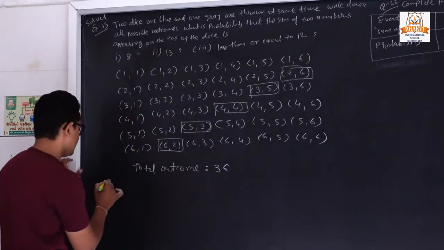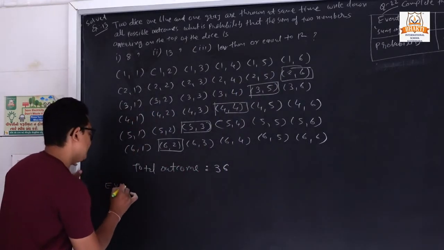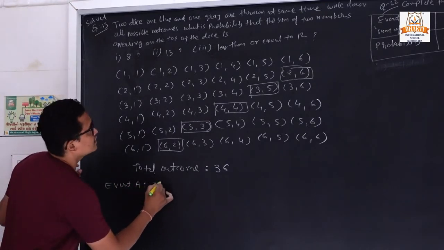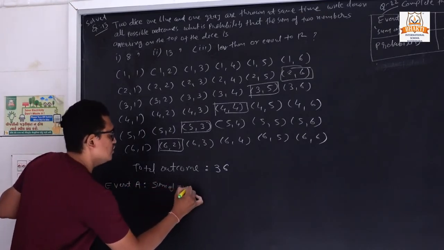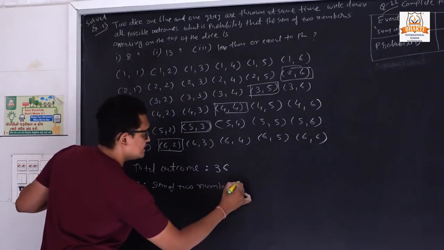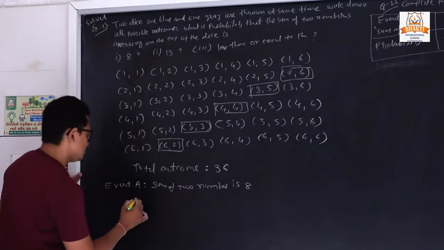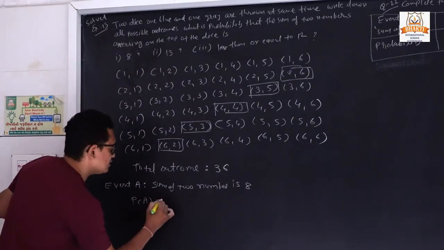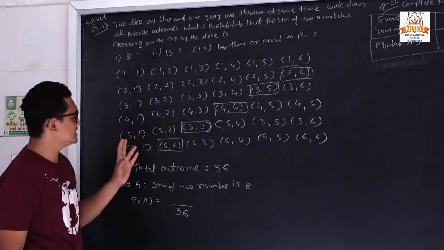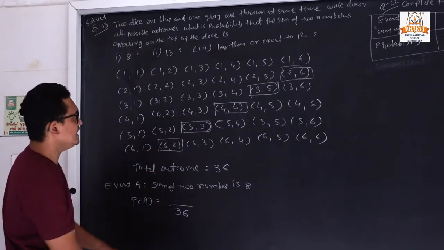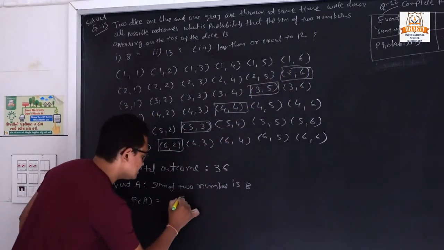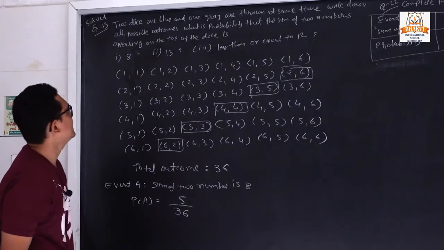So first we can declare it is event A. The sum of two numbers is 8. So P of A is equal to, total outcome is 36. So out of 36, how many have the sum of 8? 1, 2, 3, 4 and 5 are the events whose sum is 8.